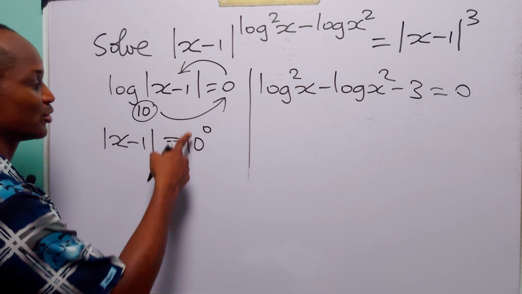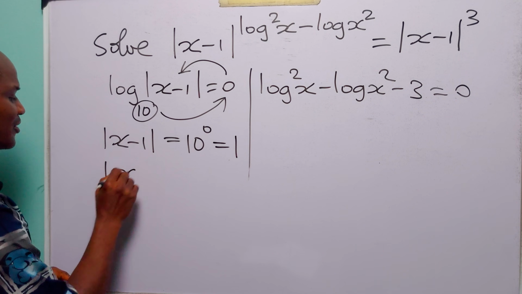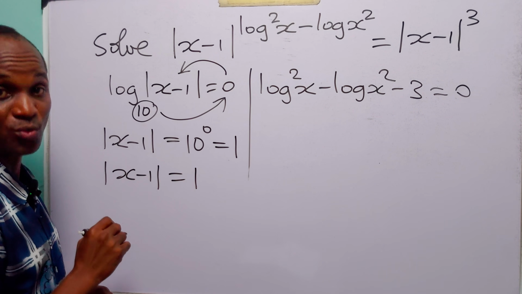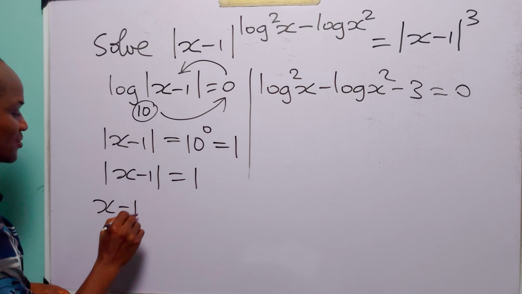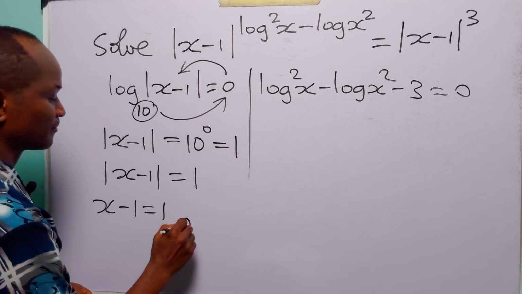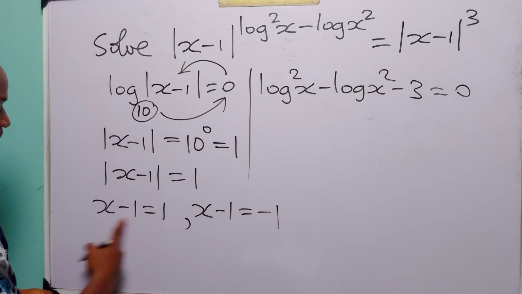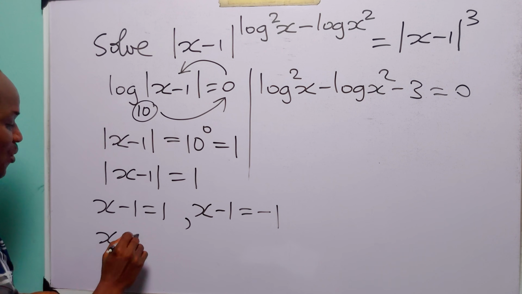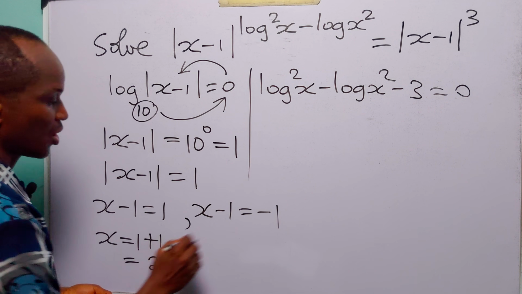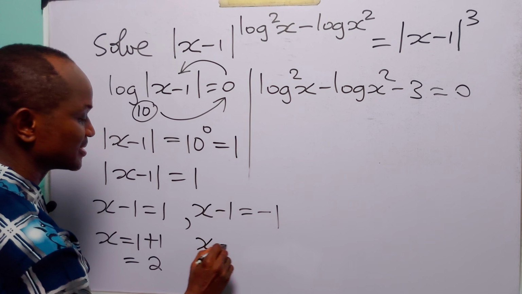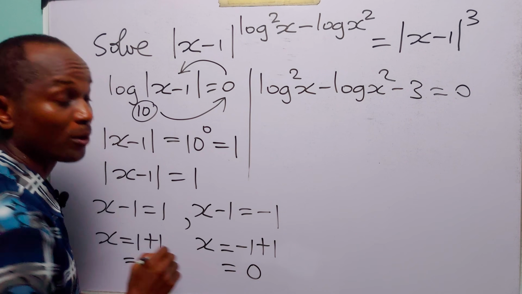And of course, you know that any real number raised to power 0 is equal to 1. So from here we have that the absolute value of x minus 1 is equal to 1. And you know that this equation means that either x minus 1 is equal to 1 or x minus 1 is equal to minus 1. Now from here we have that x is equal to 1 plus 1, so x is equal to 2. While from here we have that x is equal to minus 1 plus 1, so x is equal to 0.